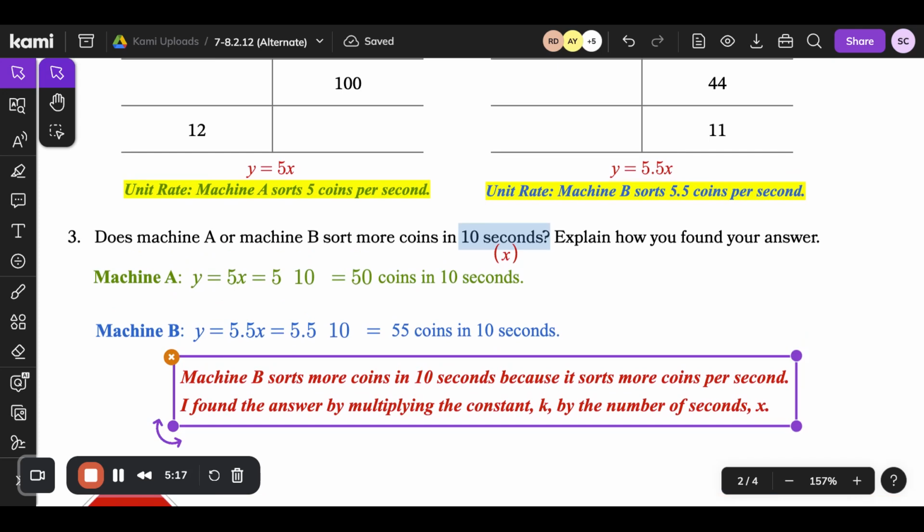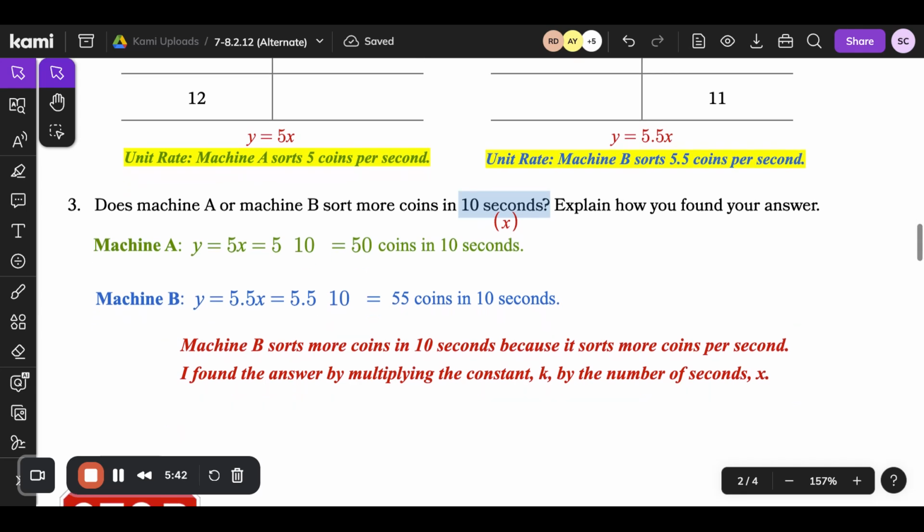I am not going to read any of this out, but I do need for you to make sure that you write all of this down and you read it out as well. Whenever we are trying to figure out or compare whether something is faster or slower, we are always using their constant to determine who is faster. So in this case, machine B would be faster because its constant of 5.5 is greater than the constant of 5. But that is how you would answer number 3.